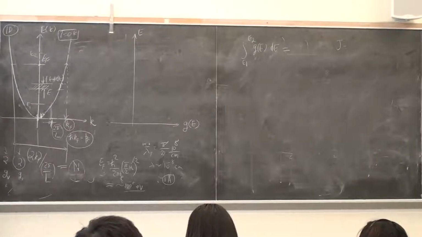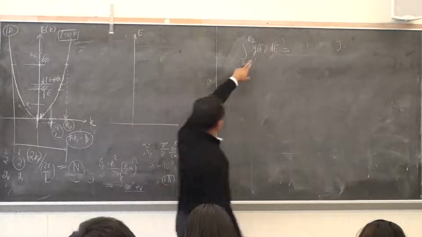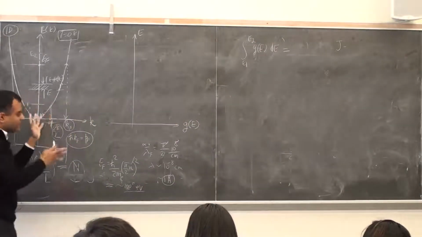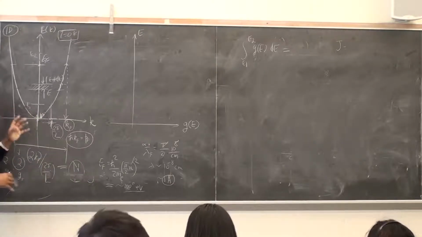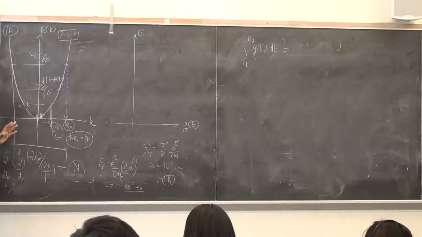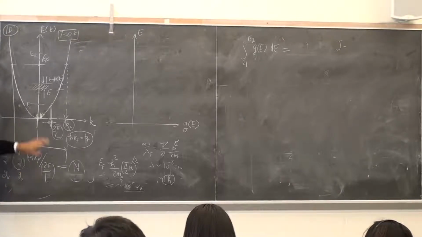In fact, if I write it with a small g notation, that is the density of states per unit length for 1D. For volume, for 3D, it will be per unit volume. For 2D, it will be per unit area. Just like small n versus big N, same deal, right?